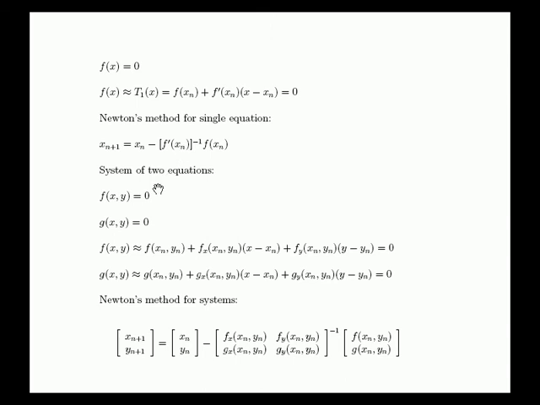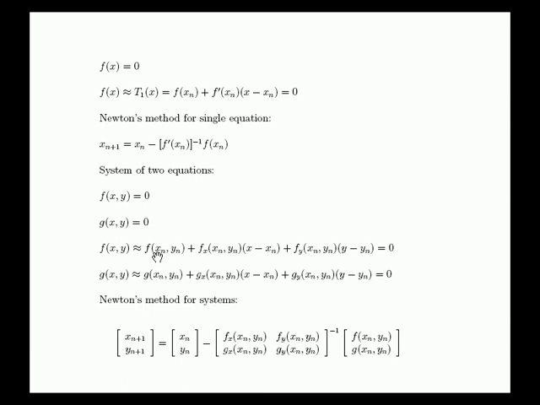So for our system of 2 equations, it'll be easy to see what to do with a system of 3 equations and 3 unknowns and so forth. But let's suppose we want to find a root, an x and y such that f and g are both 0. Well, you approximate f and g by their tangent planes, and this is the tangent plane to f at the point xn, yn. So you have a point xn, yn that's your best approximation so far, and you write down the tangent plane there.